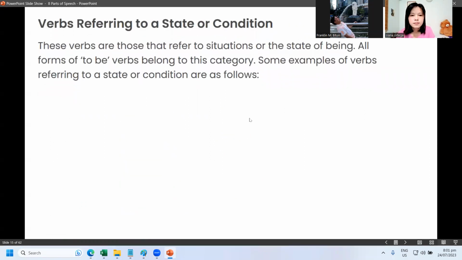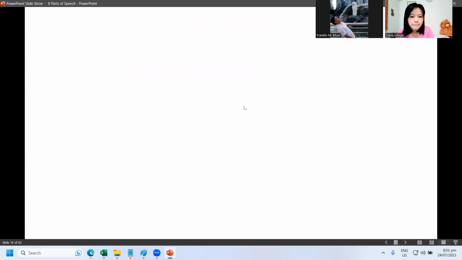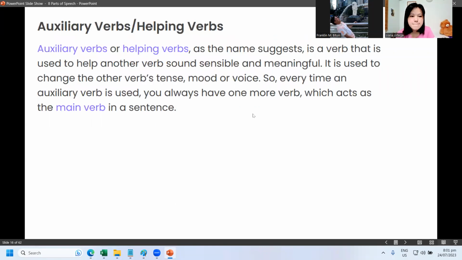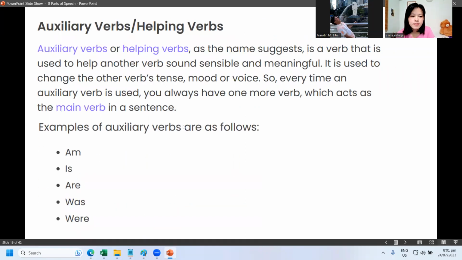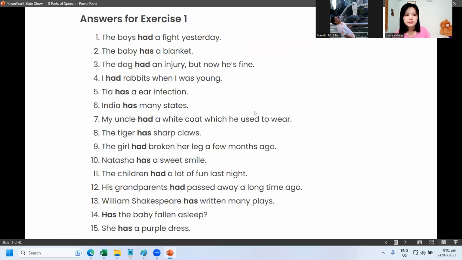We also talked about verbs referring to a state or condition. There, state or condition. And auxiliary verbs, helping verbs. Okay, there. These are the auxiliary verbs and helping verbs. We already finished that last time, and we already finished these exercises last time as well.